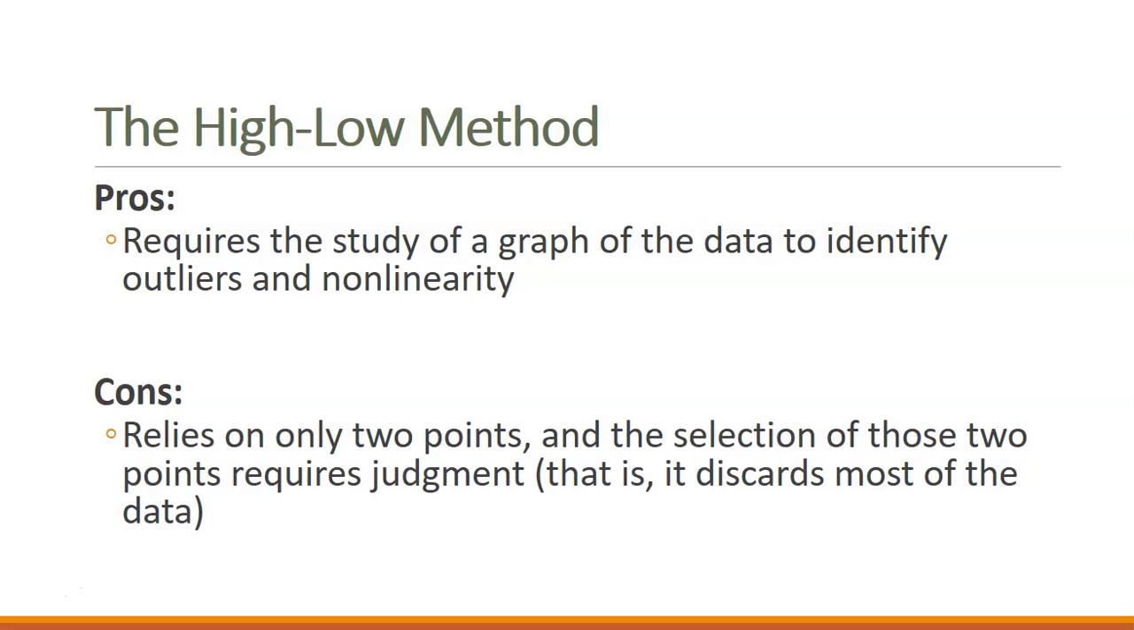The pros of the high-low method are that it looks at a graph to identify any outliers and nonlinear information. The cons are that it relies on only 2 points, and the selection of those 2 points requires judgment. We discard most of the data available.